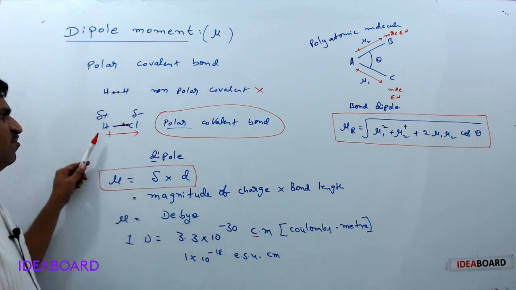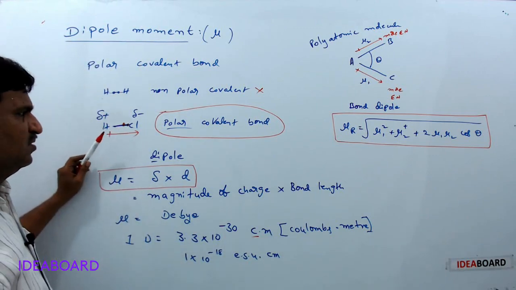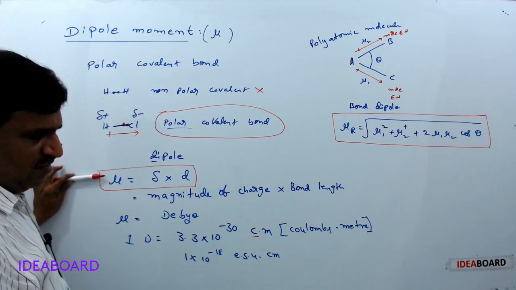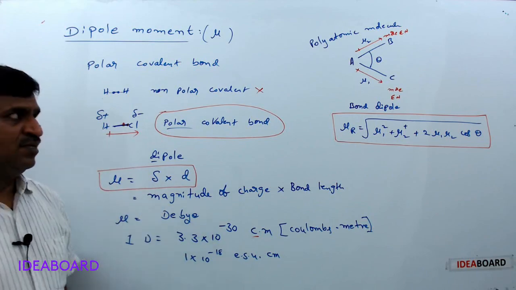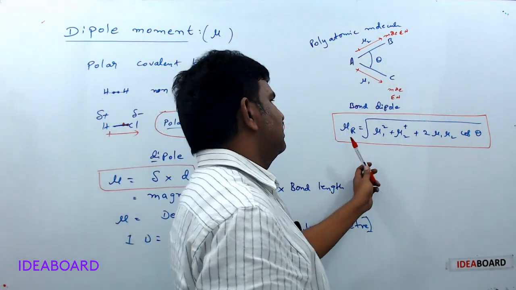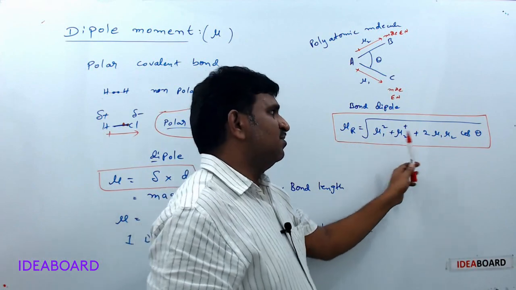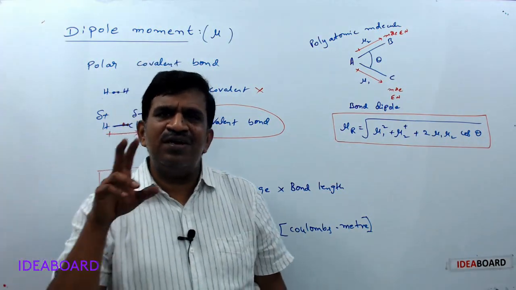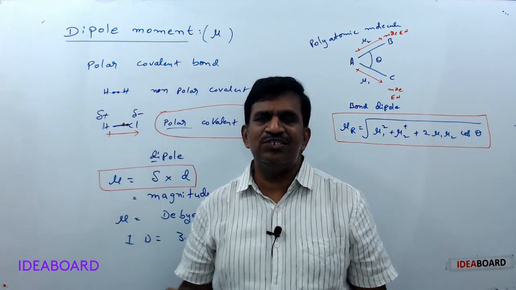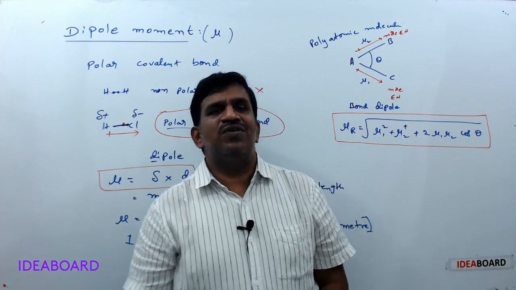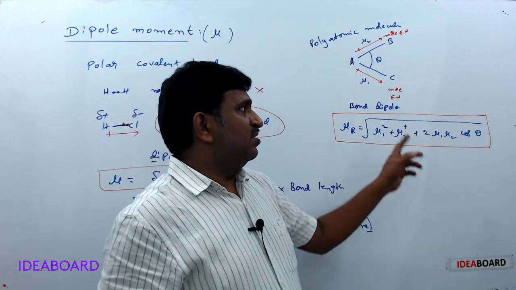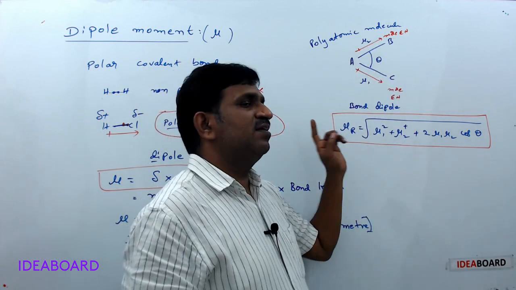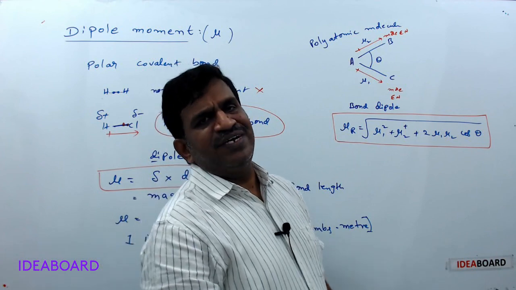In a diatomic molecule only one bond is present, so that bond dipole moment we can calculate by using this formula, mu is equal to delta into D. For a polyatomic molecule, we are calculating the resultant dipole moment. In a polyatomic molecule each bond has a dipole moment, called a bond dipole, and those bond dipoles are calculated and the bond angle is measured. From that we can calculate the resultant dipole moment.